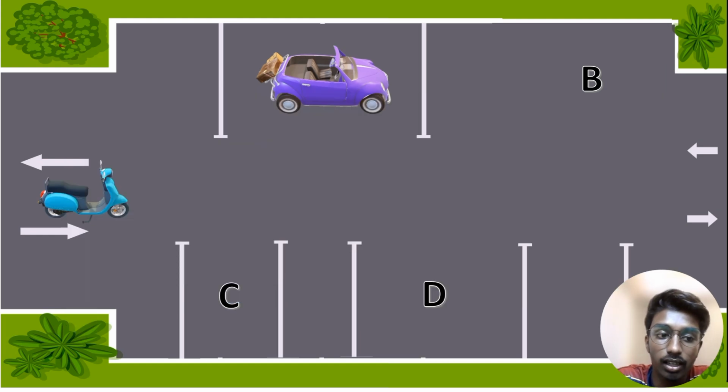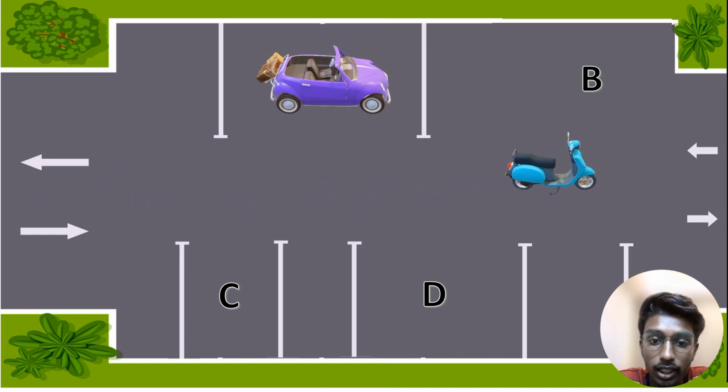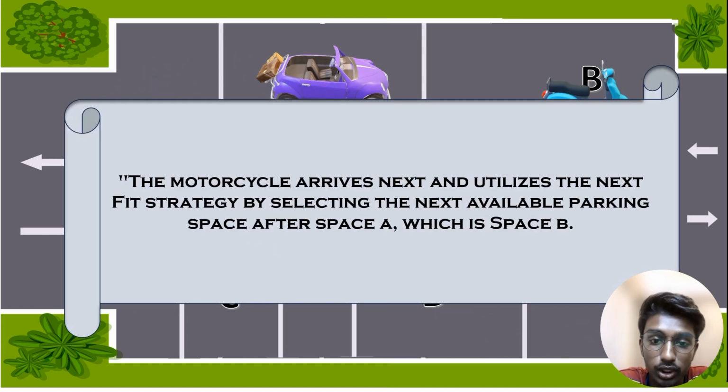And we could see the next arriving vehicle, which is a motorcycle, and it will be looking at the next space available after the car has been parked. So it will be space B. You can see that the motorcycle is parked at space B. The motorcycle arrives next and utilizes the next fit strategy by selecting the next available parking space after space A, which is space B.